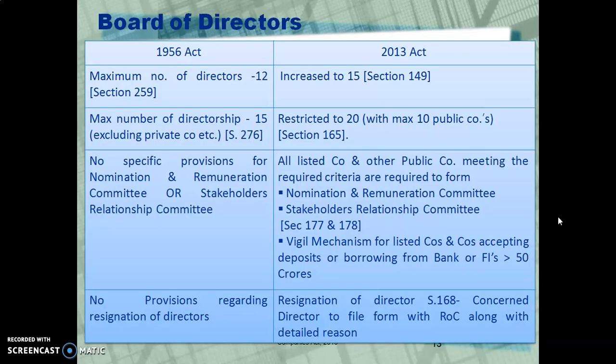Here are some major changes with regard to the Board of Directors in the 1956 Act vis-a-vis the 2013 Act. Mainly, the maximum number of directors has been increased to 15 from 12. Apart from that, the maximum number of directorships that may be held by a director has been increased to 20 from 15. There have been some new provisions and some new committees recommended, like Nomination and Remuneration Committee, Stakeholders Relationship Committee, and Vigil Mechanism for companies that are listed.